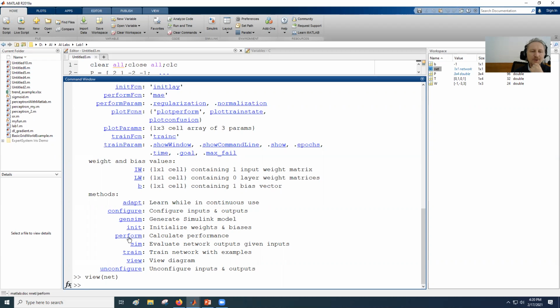We don't know about this one, for example. We don't have too much information about this one. We didn't see it before. Let's try to discover what it is. Perform. First of all, we know this method can work with our network. You need one network object.